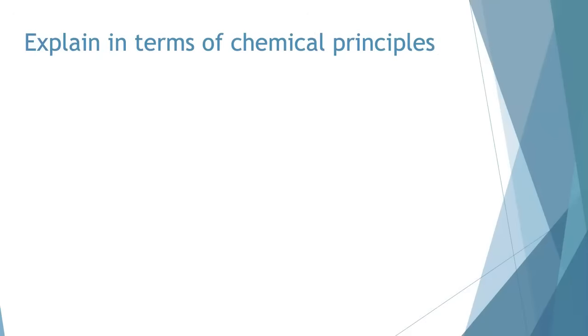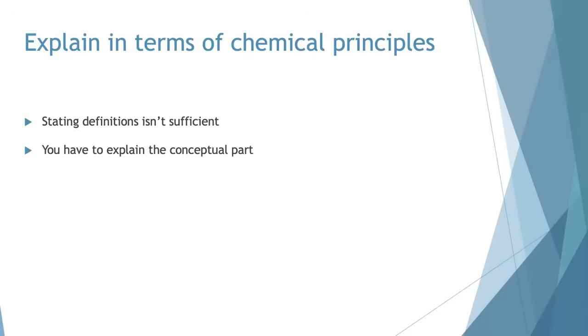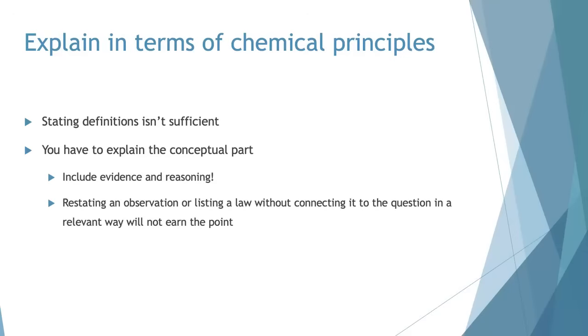Anytime you're asked to do an explanation, you're talking about it in terms of chemical principles. Definitions are not going to cut it. You're not actually ever going to be asked to just define terms on the AP exam. You have to explain why it's relevant for this question and do it in a conceptual way. You want to talk about evidence and reasoning. We've talked about CER. That's always a good advice here. Restating an observation or just listing a law without tying it into the question and explaining why it's relevant is not going to get you the point.